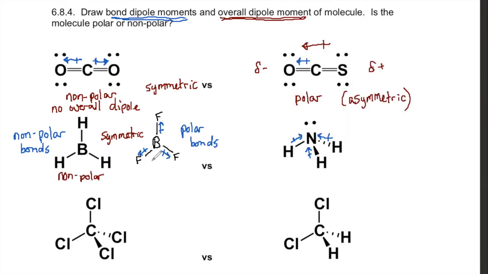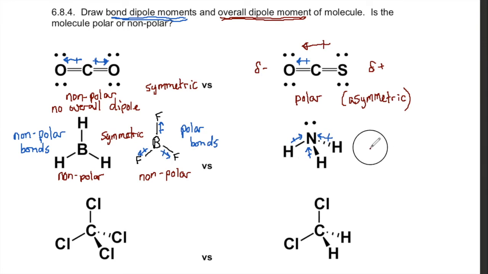This other example, boron with 3 fluorines, these are definitely polar bonds. The fluorine is way more electronegative than boron, but since it has a symmetric shape, all of these dipoles are pulling the electrons in symmetric directions around the molecule, and so the dipoles cancel each other out. So this molecule is also nonpolar. So this symmetric shape with polar bonds will yield a nonpolar molecule because there's no overall dipole pulling in one specific direction away from another direction.